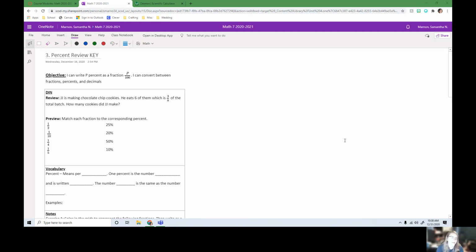So our objective today is I can write p% as a fraction p over 100. I can convert between fractions, percents, and decimals. So we're going to learn how to do that without a calculator and then also with a calculator, because we need to have the conceptual understanding of how percents are related to fractions and decimals. But then once you guys kind of get that, we can actually use our calculators to do it for us.